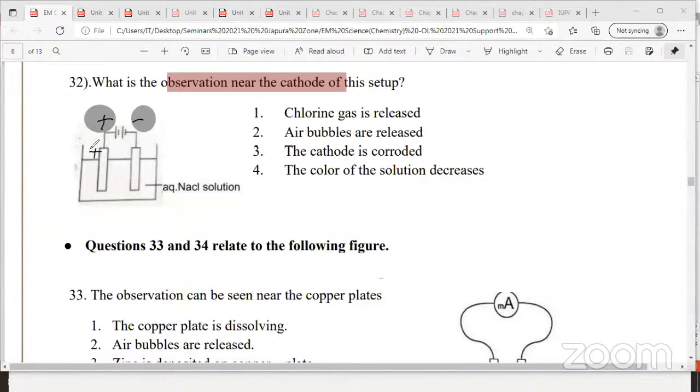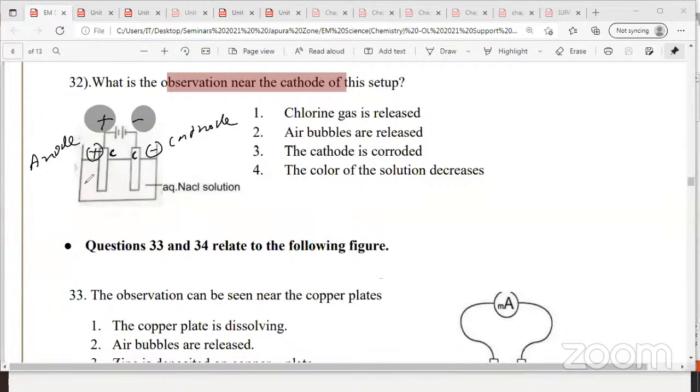That side electrode is also positive. This side electrode is negative. The positive one in electrolysis is the anode. This is the cathode. Then next, observation near the cathode. Now for this setup, please write here, we use carbon electrodes. Graphite. Otherwise they have to give the electrode, otherwise we can't predict this.